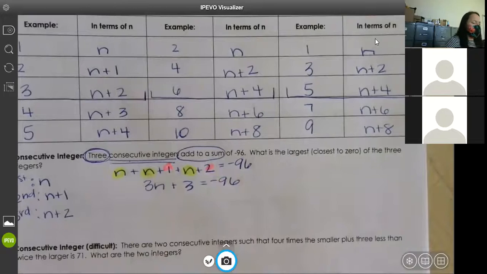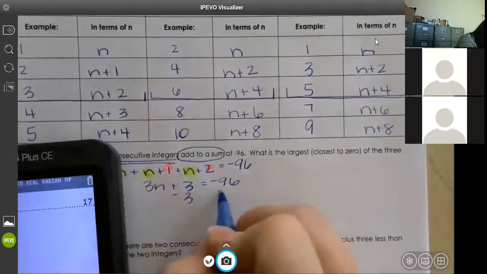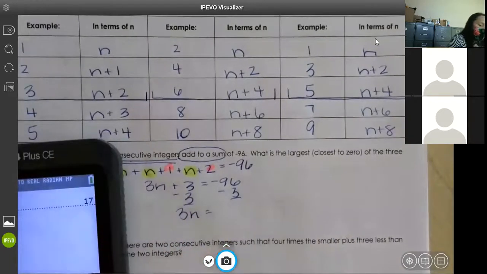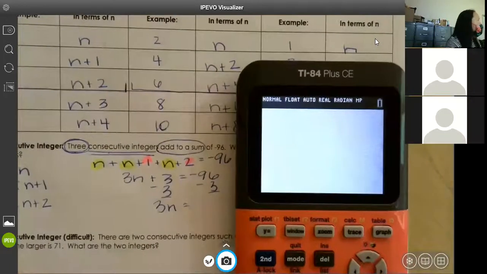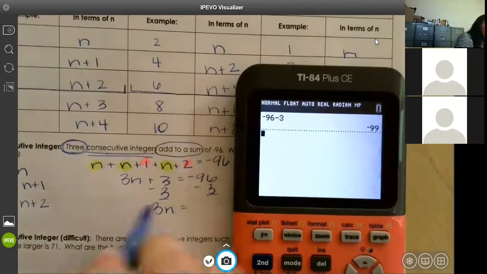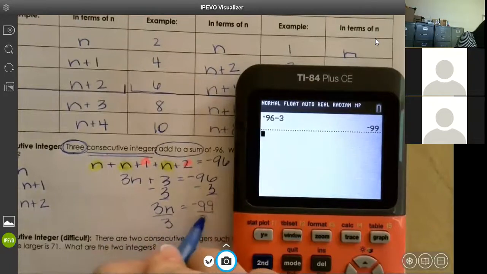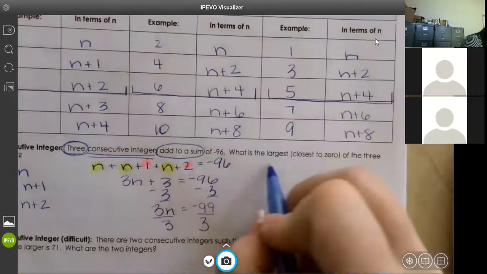I'm going to solve for n. So what do I need to do first? Get rid of that 3. Again, we've been doing that all week, so you should know it. If you're not sure, guys, you don't have to guess. Remember, I told you you can use your calculator. Negative 96 minus 3 is negative 99. We're going to divide by 3. Divide by 3. And what do we get for n?